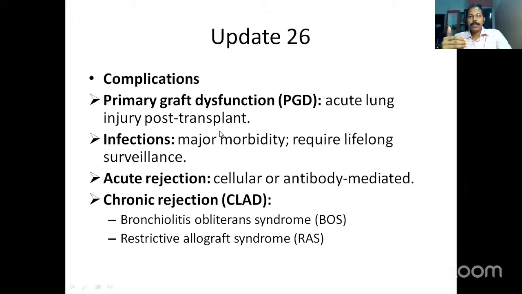So what are the complications after lung transplantation? Primary graft dysfunction, the PGD, acute lung injury post-transplant, then infection. If you talk about lung transplantation, infection will be the culprit, giving major morbidity, and lifelong surveillance will be very important. And the acute rejection may be due to cellular or antibody mediated rejection as discussed for heart transplantation. And the chronic rejection, again from an MCQ point of view, chronic lung rejection may be due to bronchiolitis obliterans syndrome, BOS, and restrictive allograft syndrome. So these are the 2 points that have been given in your new Sabiston.